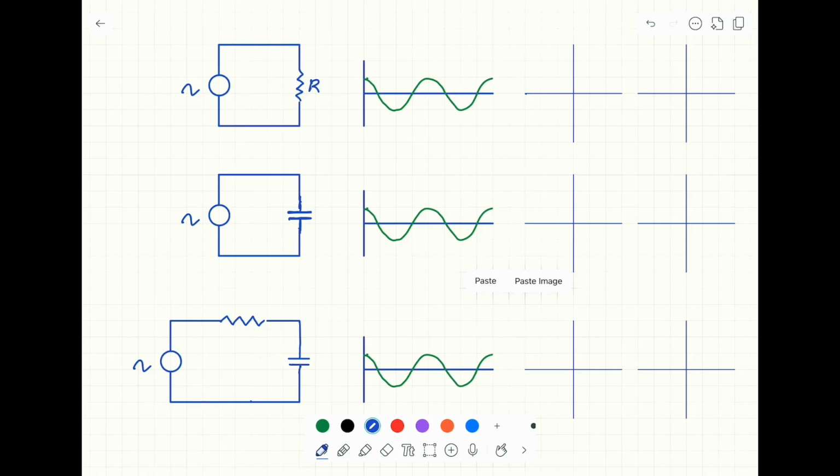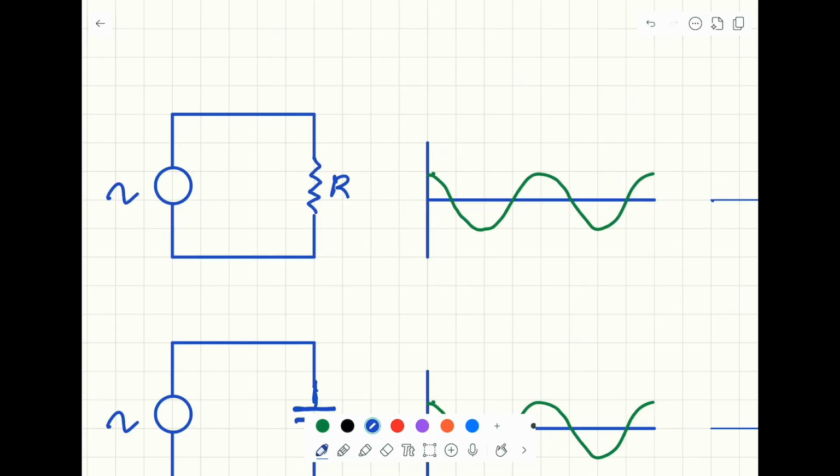Here there are three simple circuits. The first one has only a resistor. If we consider the AC voltage applied to the resistor, the green represents the flow of the current. The voltage across the resistor is also in phase with the current across the resistor. So this is how I will draw it.